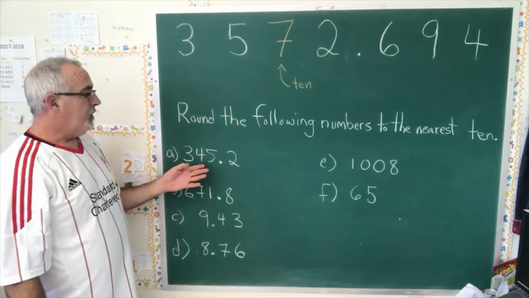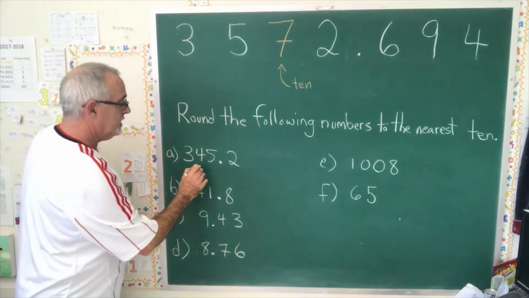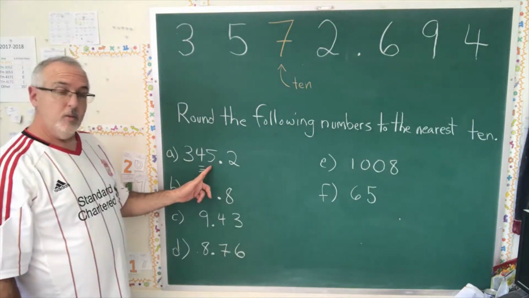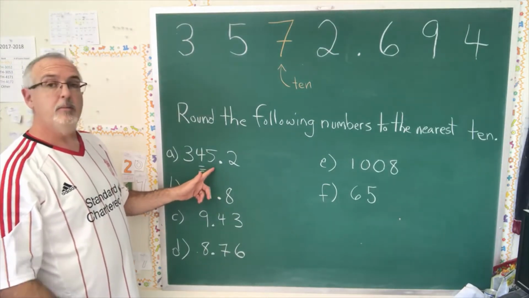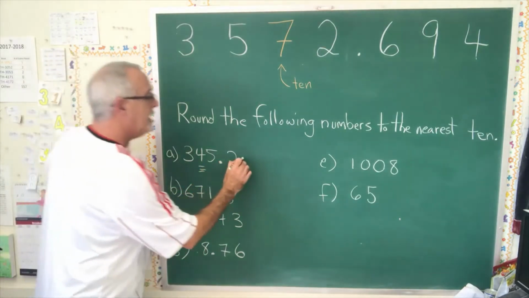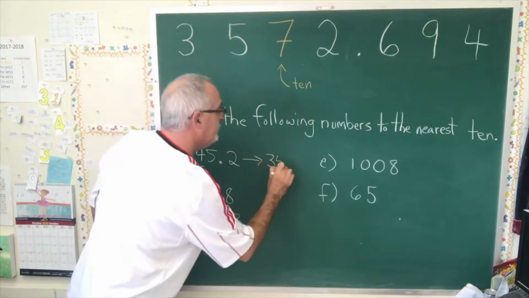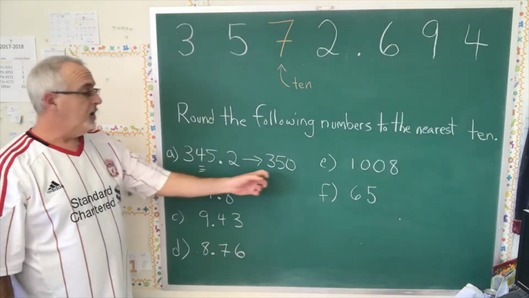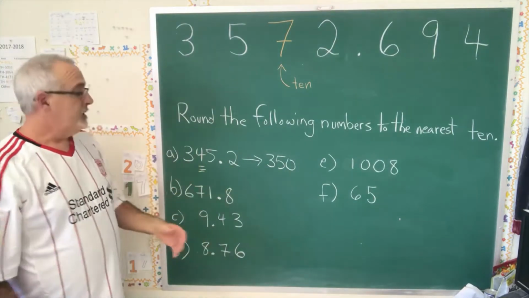The first example, 345.2, the number that's in the tens position is this 4. And since the number to the right of it, in the ones position, the unit position, is a 5, since that number is greater than 4, we have to round up. So 345.2 rounded to the nearest 10 is 350. The logic is 345.2 is closer to 350 than it is to 340. So we round it up.